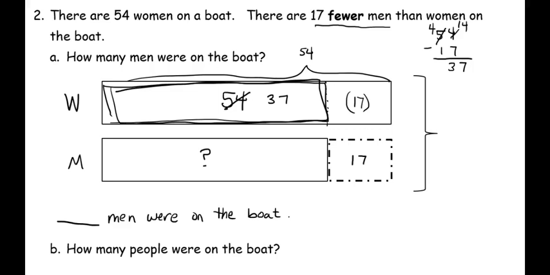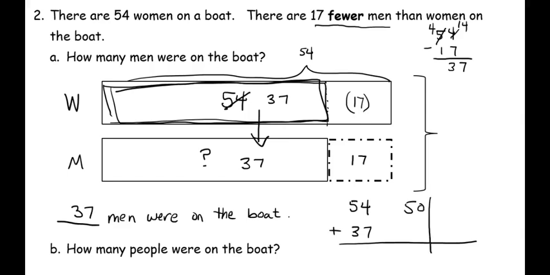And that also means then that the men's tape is 37. So to answer my first question, there were 37 men on the boat. Now, how many people were on the boat? That's just an addition problem. I have 54 women and 37 men. I'm going to use expanded form addition for this one.